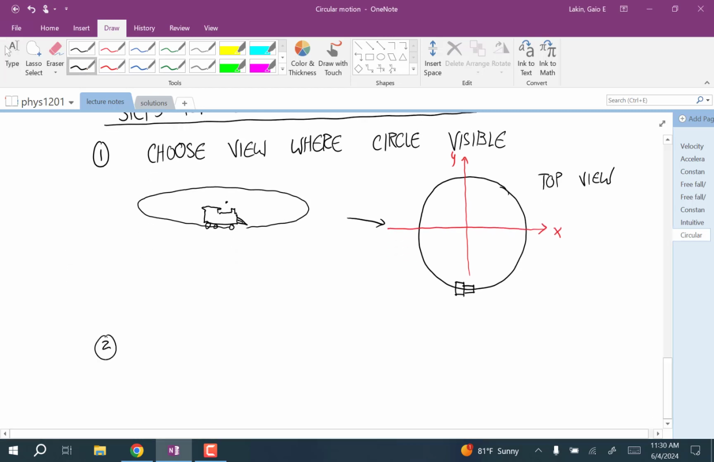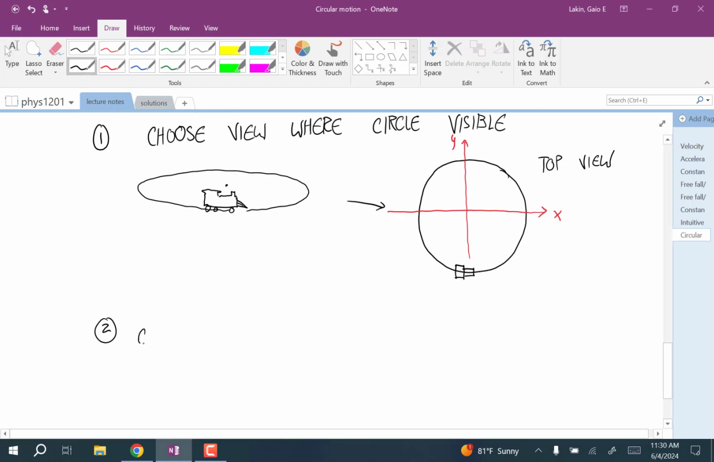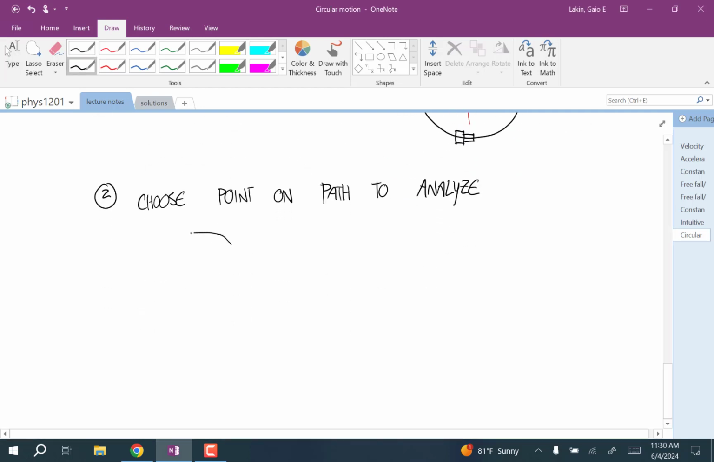Second, you need to make sure you have a point on the circle to analyze. It might be given in the problem, or you might just get to choose it for yourself. So in this case, if that's our circular path, that's our coordinate system, I'm going to choose this point.